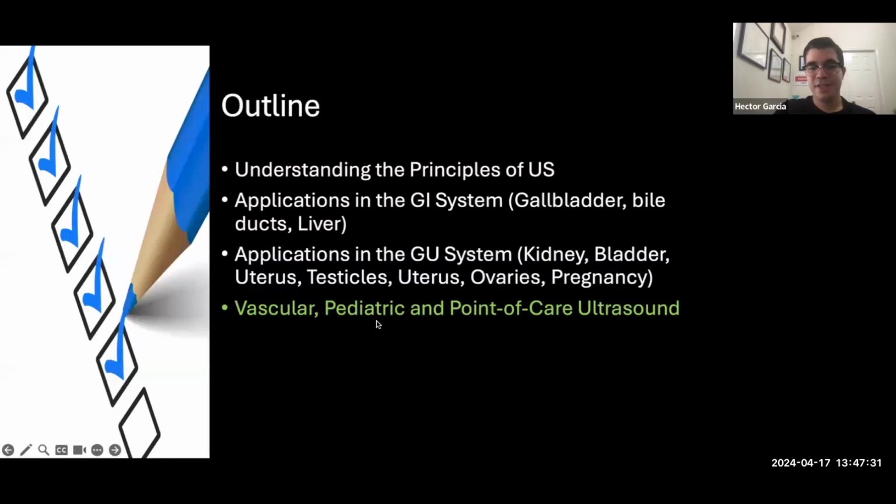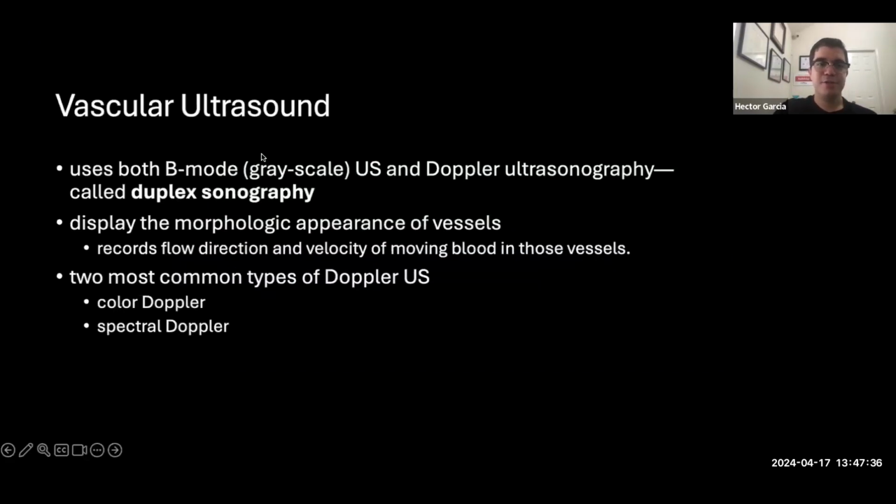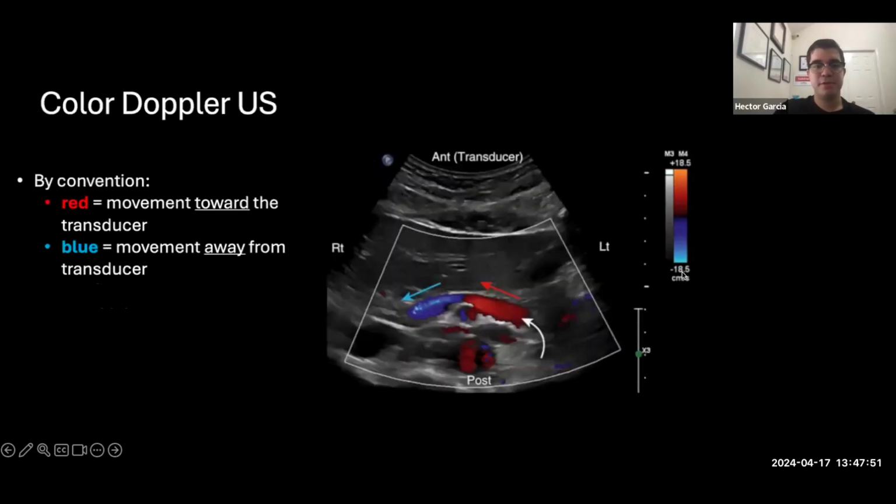Now, the next one, we're just going to catch all for ultrasound, vascular, pediatrics, and point of care. So for the ultrasound, we have the B mode, which I explained before, and the Doppler together, they call duplex sonography. And then they display the flow, direction, and velocity. And in the next slide, I'm going to explain color Doppler and spectral ultrasound.